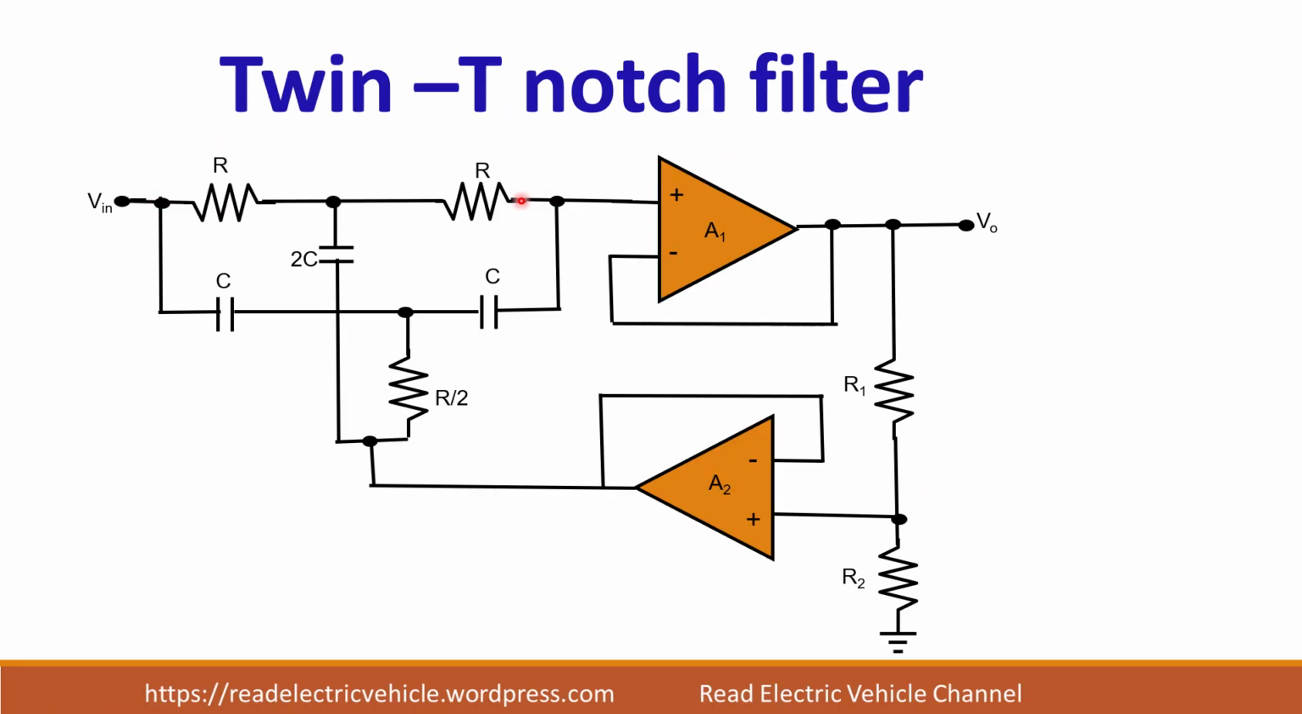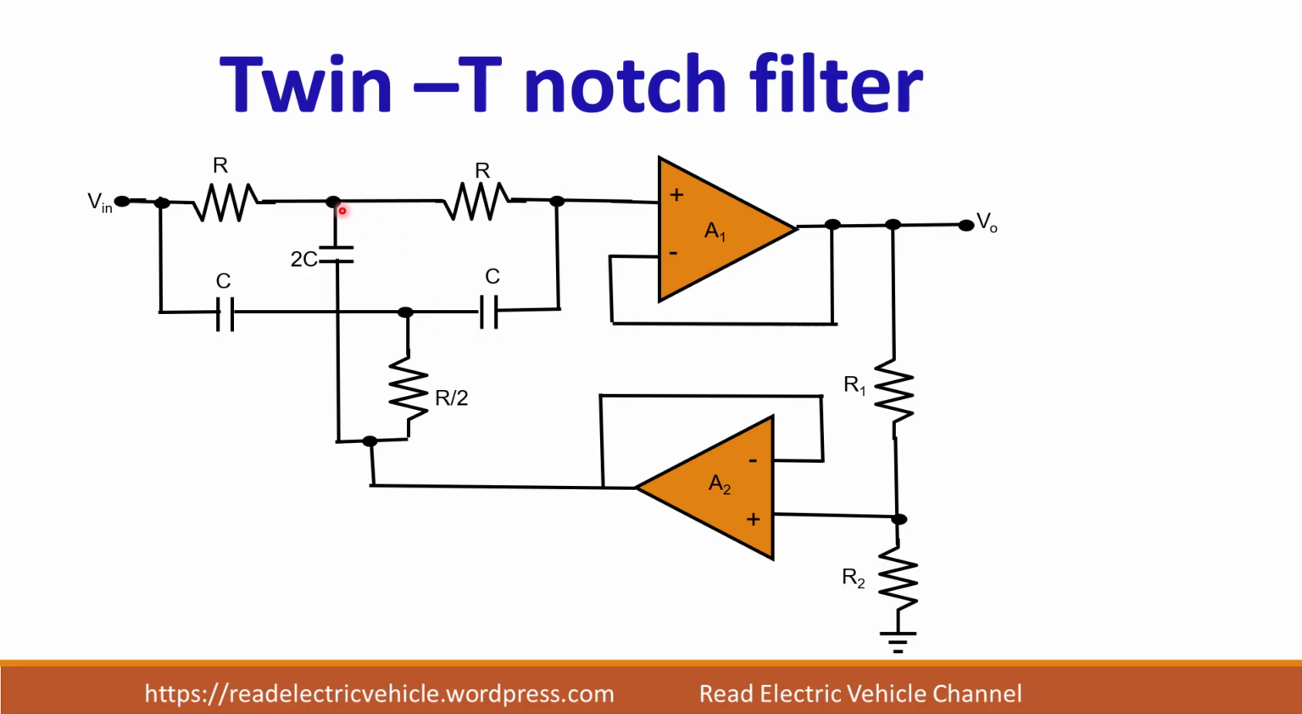So this is the first T network and this is another T network, which are connected together. To one end we have connected the input. This end is connected to the output of an op-amp. These two op-amps are actually connected as a voltage follower. Voltage follower means we know output is equal to input. These two ends are connected together and given to this op-amp.